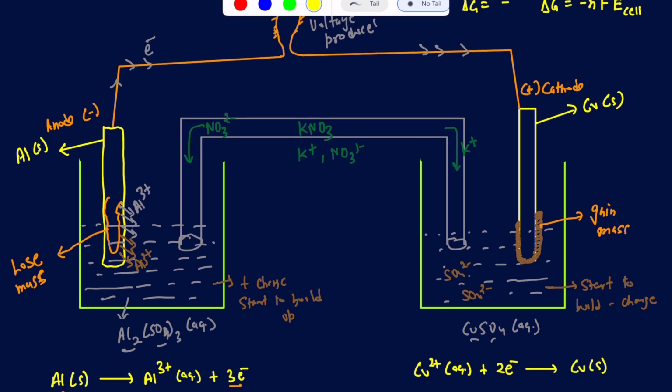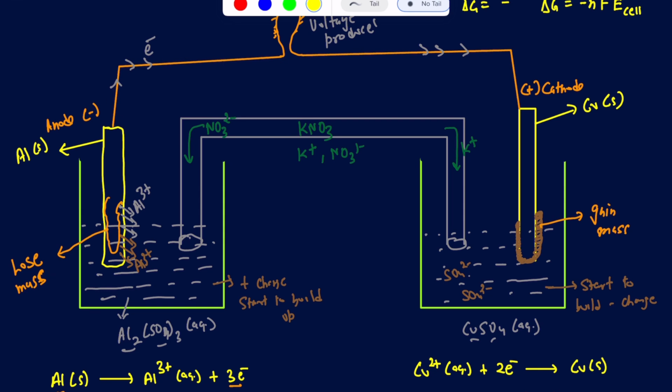When you're losing the electron, you start losing the mass of that electrode, and that cation is going to start going into the solution. Once that cation goes into the solution, it starts to build up positive charge. Now, to compensate or neutralize that buildup of positive charge, you're going to have anions from the salt bridge pouring into that half cell so that there's no excessive buildup of the charge.